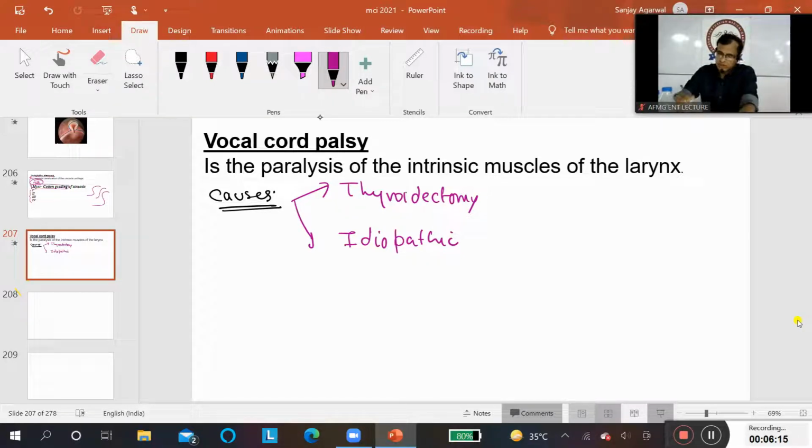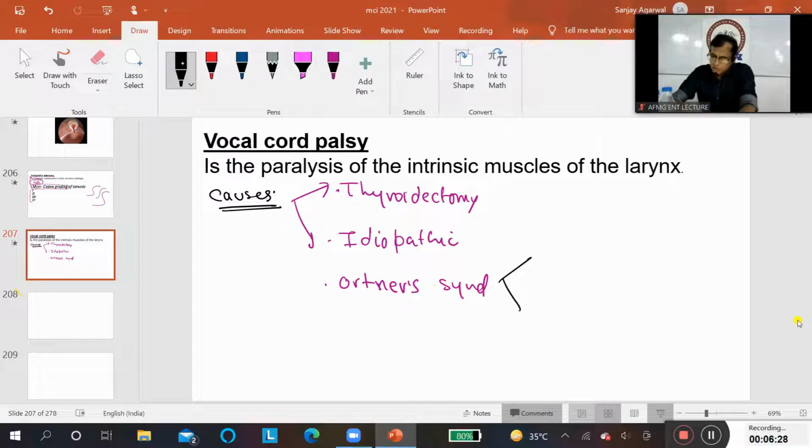In that order. And there is a syndrome called Ortner syndrome, which is also going to cause palsy. Ortner syndrome has two features. One is vocal cord palsy, and the other one is cardiomegaly.